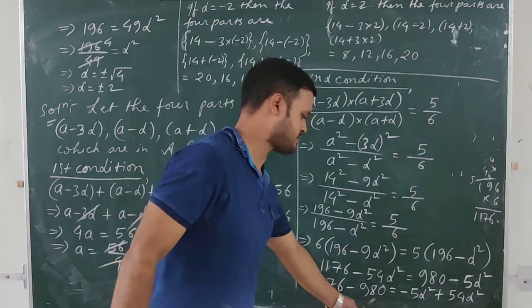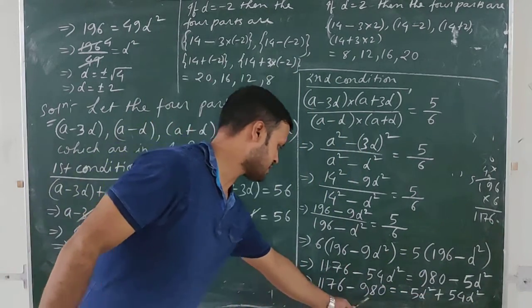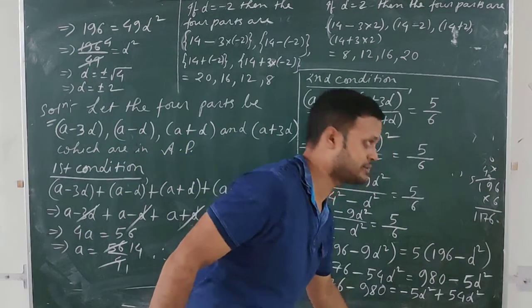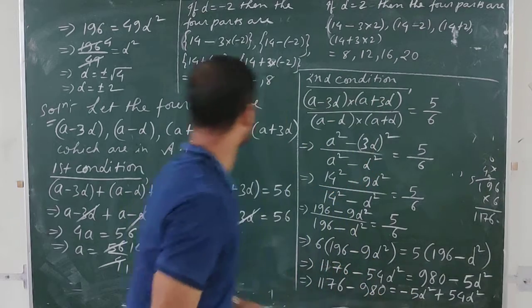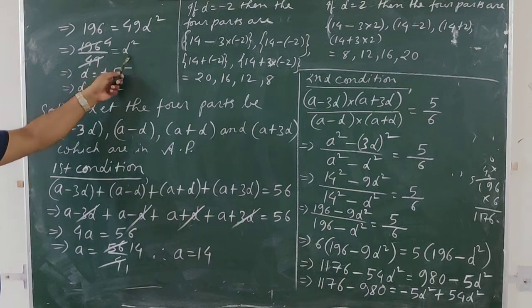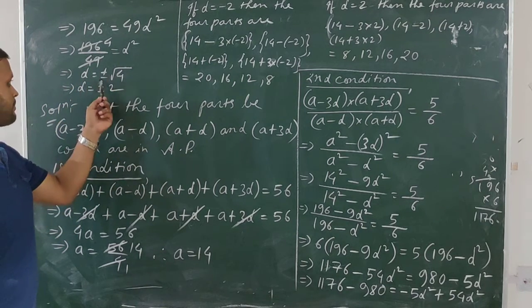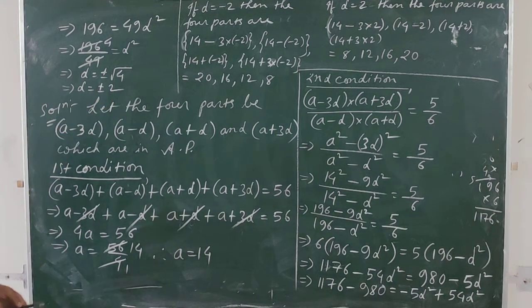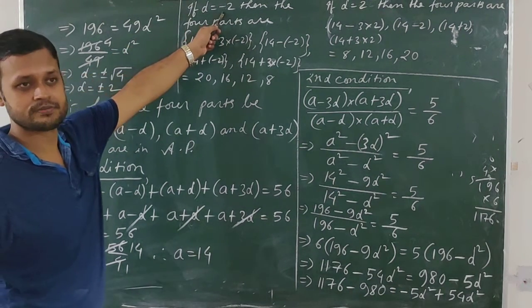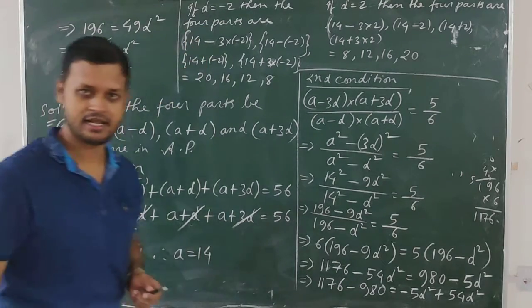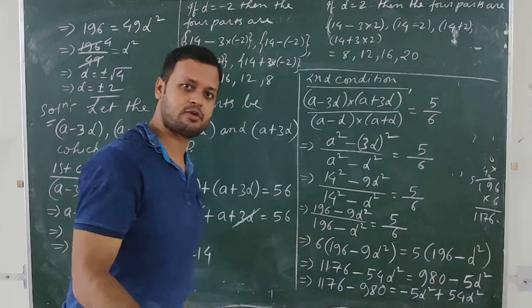So 1176 minus 980 is how much? 196. And 54 minus 5, friends, is how much? 49. So 49 B square. 49 will cancel 196. How many times? 4 times. So D square is equal to 4. So D will be equal to plus minus root over 4. Plus minus root over 4 means what? Plus minus 2. So you have to consider plus 2 also, and you have to consider minus 2 also.